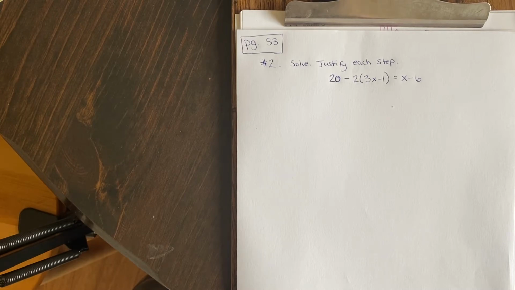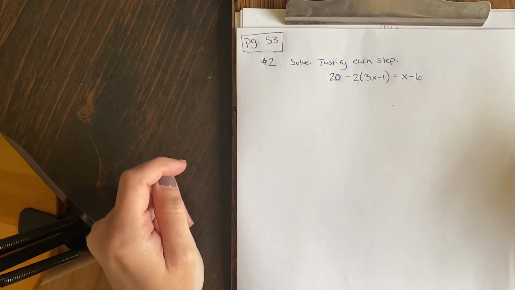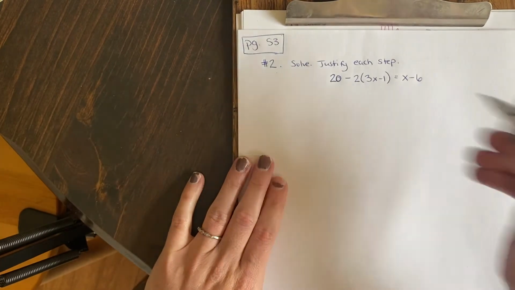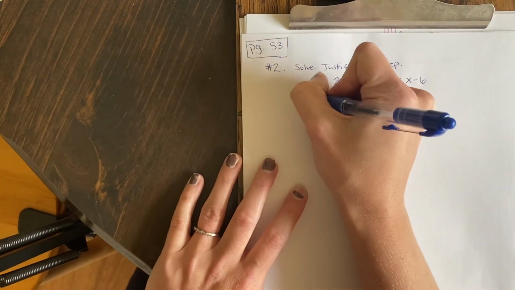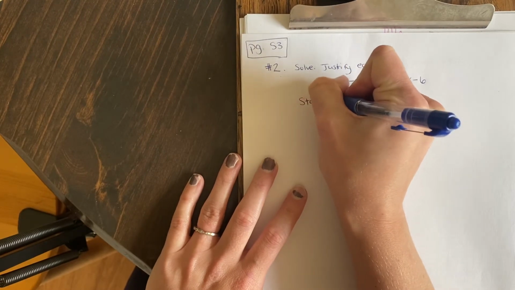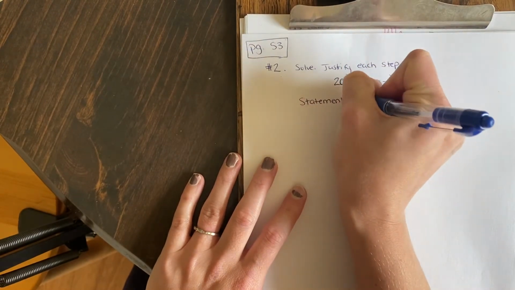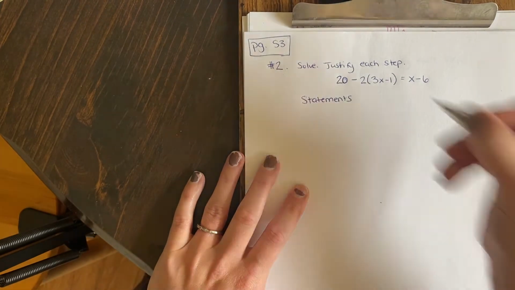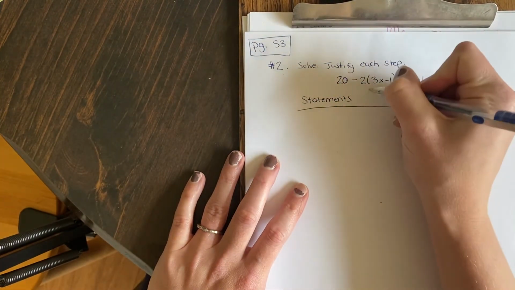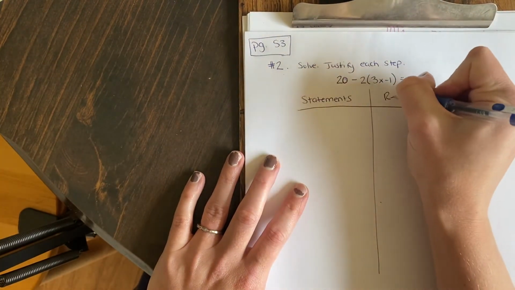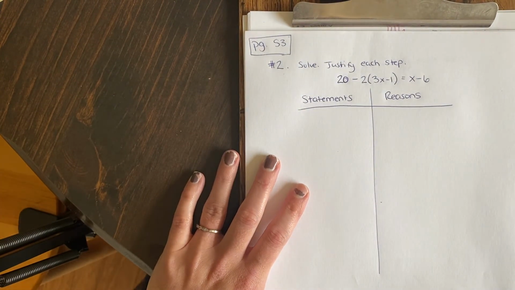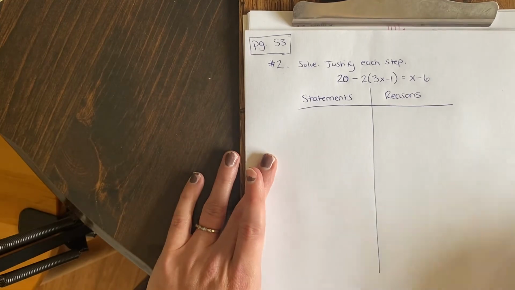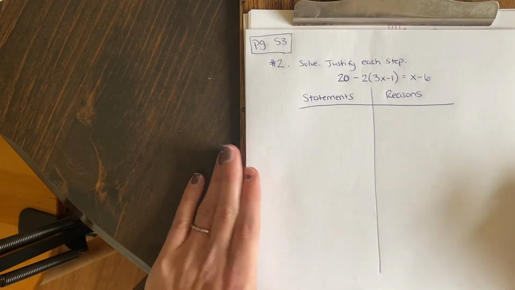And we need to justify each step. So we're going to be writing a proof. So I'm gonna set up my 2-column proof. I'm gonna have my statements on the left and my reasons on the right. So if you don't have a table provided to you, you can go ahead and make your own.